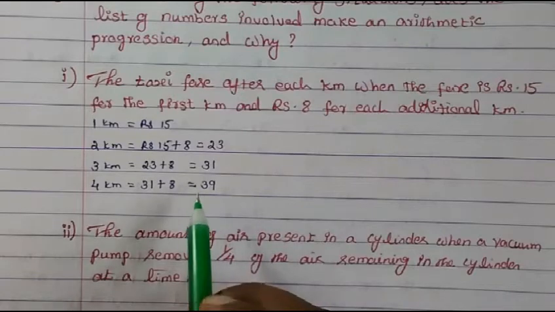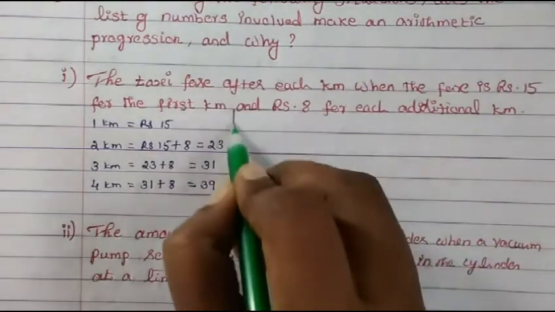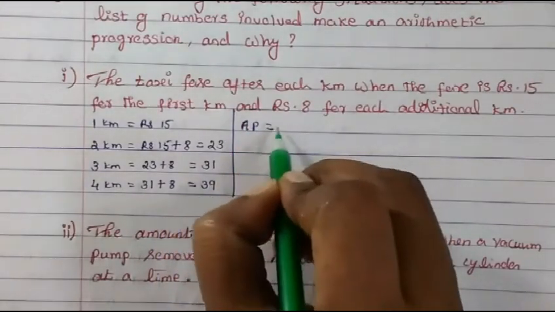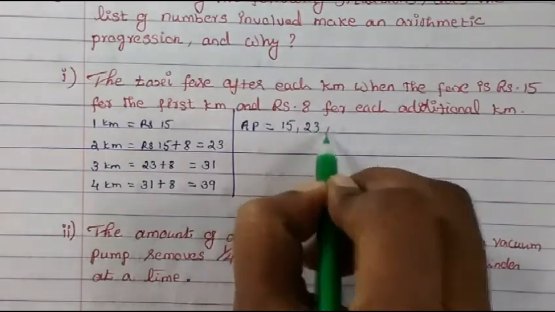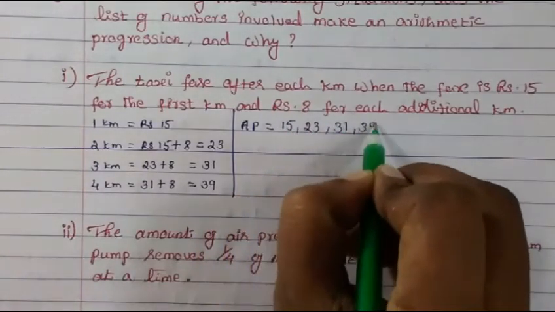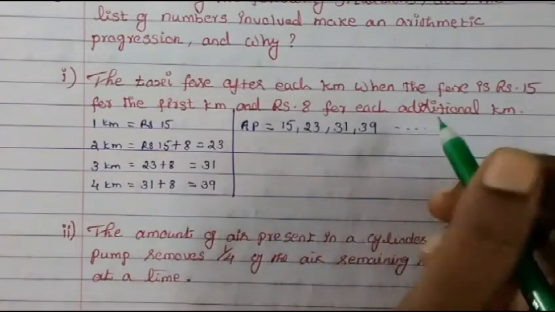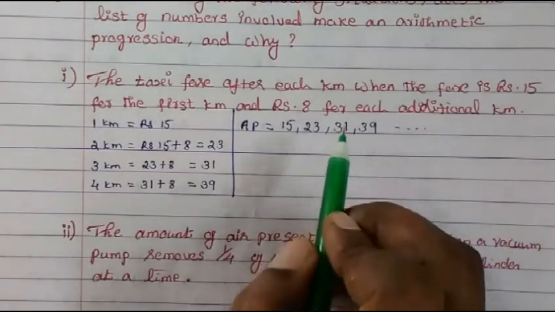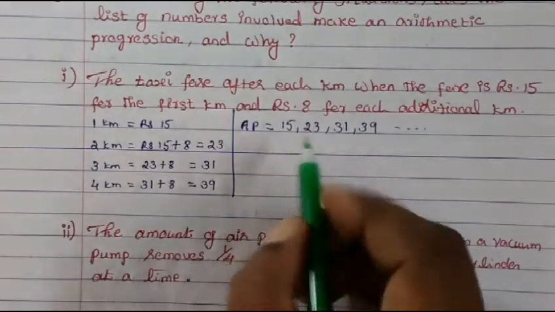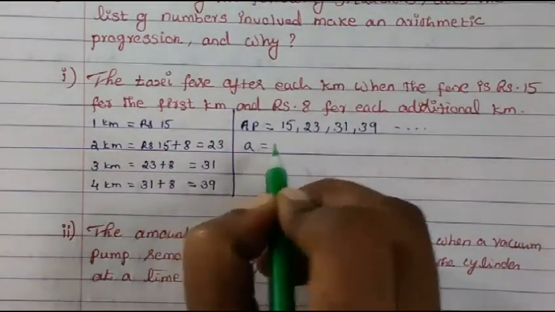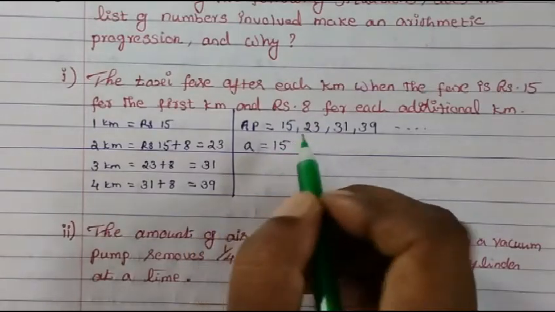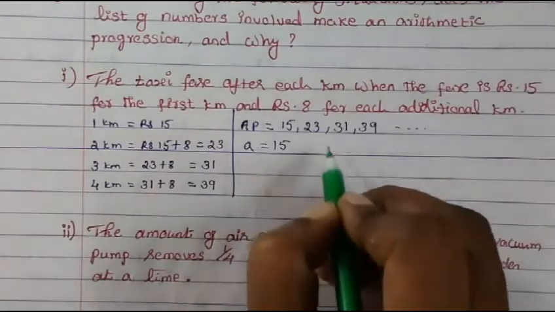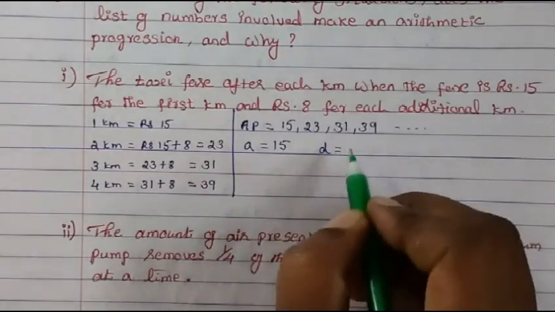So now let's find out what series we have got here. The AP series that we have got here is 15, 23, 31 and 39. We can continue also, no problem, but just 2, 3, 4 terms is enough. So this is the series formed. Now we have to check whether this is AP or not. The first value A is 15. Now we have to find out whether the common difference is the same or not. If we get the common difference same, then we can say that this is the AP.